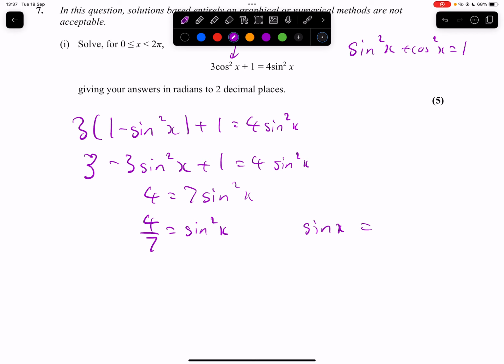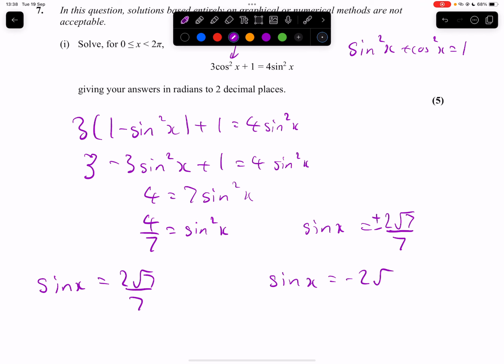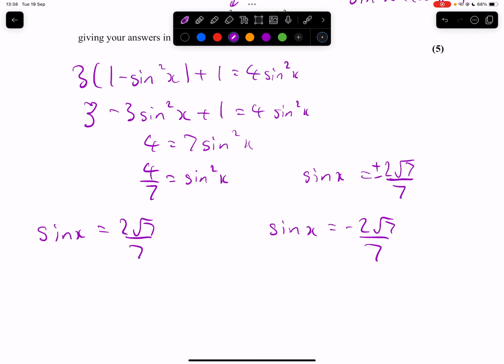we get 2 root 7/7. But you don't just get the positive root, you get the negative root, so we're going to have to solve both of these to get all of our answers. So if we sine minus 1, 2 root 7/7. Right, so sine minus 1.